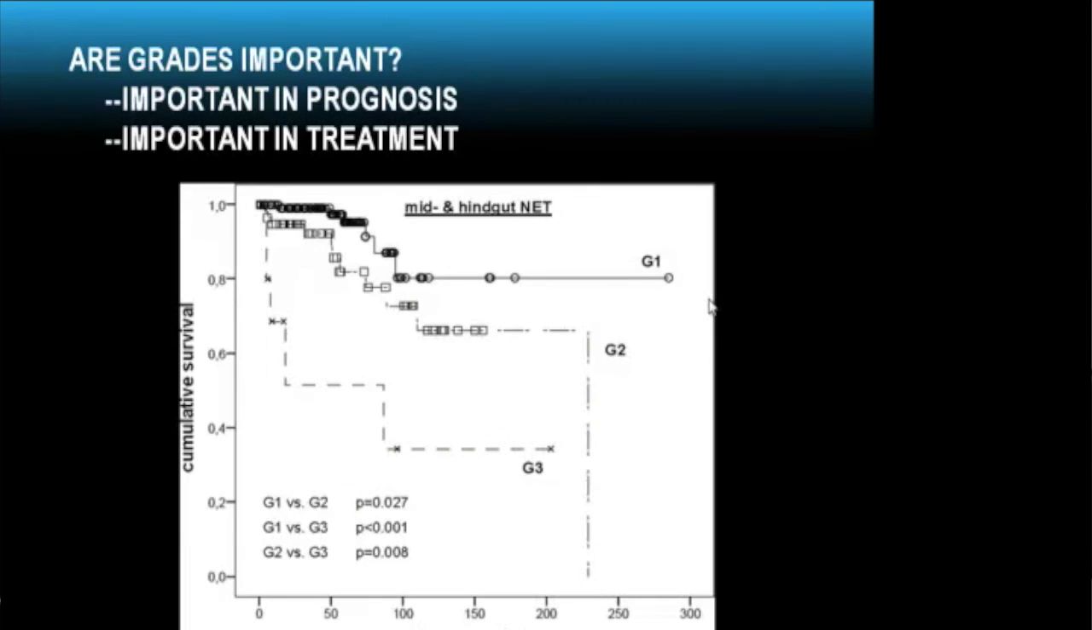So as we all know, tumor grades are very important in the prognosis. I have a picture shown here for mid and high grade neuroendocrine tumors. Basically, patients with a grade 1 tumor have a much better prognosis than those with a grade 3 tumor. And in addition, tumor grades are also important in helping clinicians to make treatment decisions. For example, grade 3 carcinoma probably should be treated differently from grade 1 or 2 tumor.